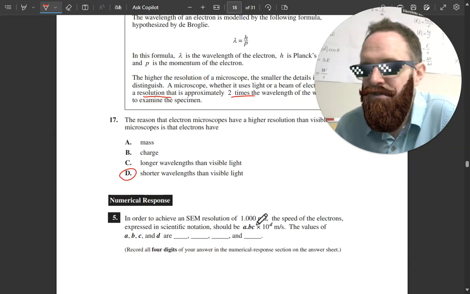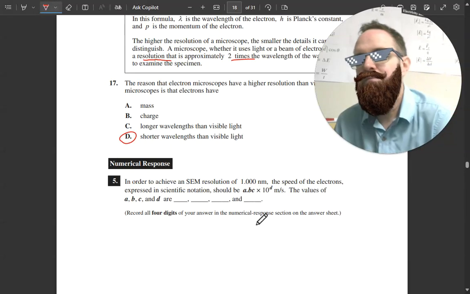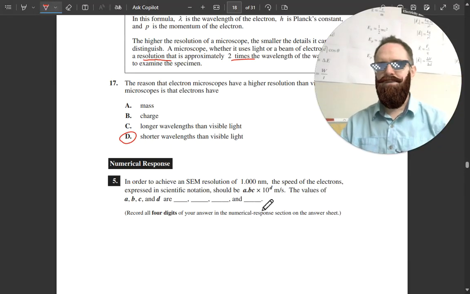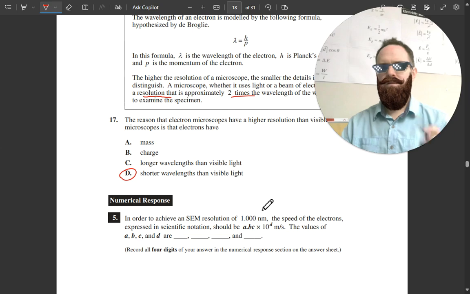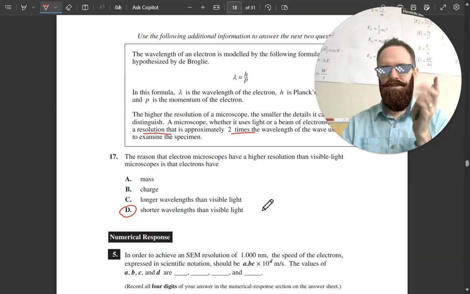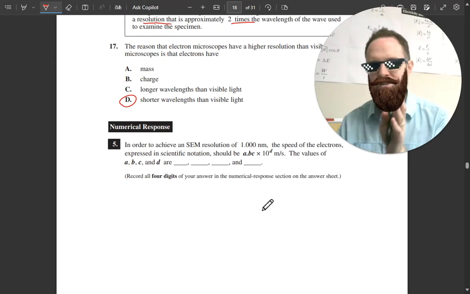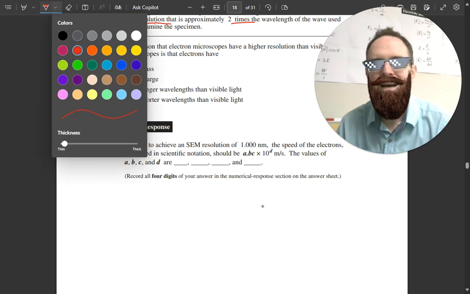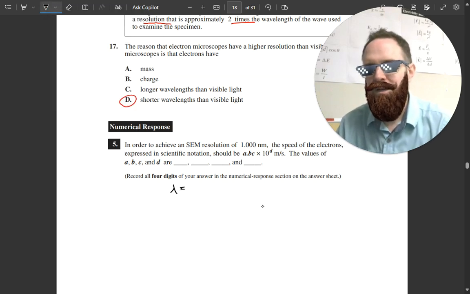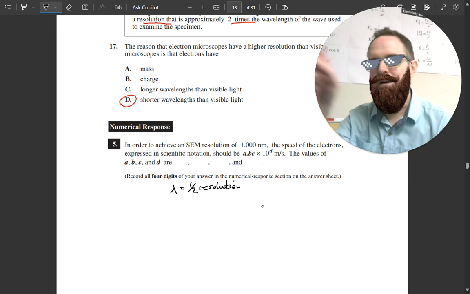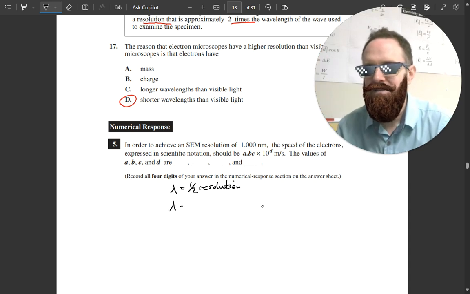In order to achieve this resolution, what must the speed of the electron be? So I want to achieve this resolution of 1 nanometer. The resolution is approximately 2 times the wavelength of the wave used. That's twice the wavelength, so that means the wavelength is half of that number. According to that underlined part up there, my wavelength is 1/2 of this resolution. Let's just write out some numbers here.